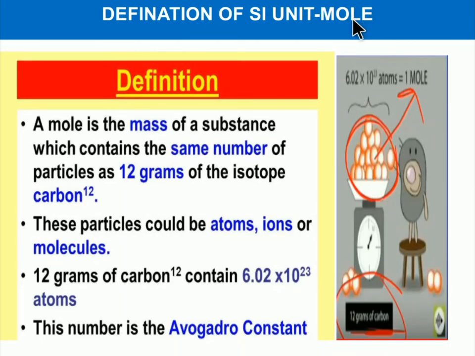Definition of mole. A mole is the amount of substance which contains the same number of particles as 12 gram of isotope carbon-12. These particles could be atoms, ions or molecules. 12 gram of carbon-12 contains 6.02 into 10 the power 23 atoms. This number is called the Avogadro constant.